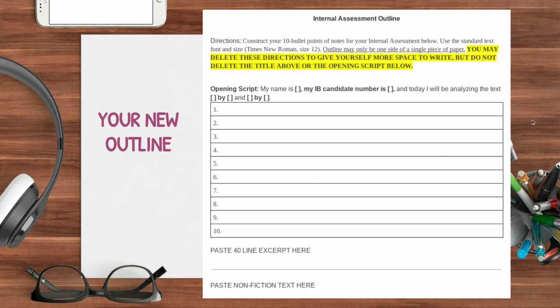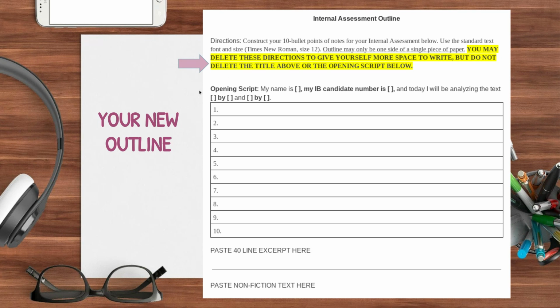So first, taking a quick look at your new outline, which I'll go into more detail about a little later. At the top, you'll notice I've added a section that restates that everything needs to be Times New Roman, size 12. When this is completed, you're only supposed to have your 10 bullet points on one side of this sheet of paper. To help you reduce the extra space, you can delete all of those directions when you get to the end. I'll talk to you later in this presentation about when is a good time to do that.